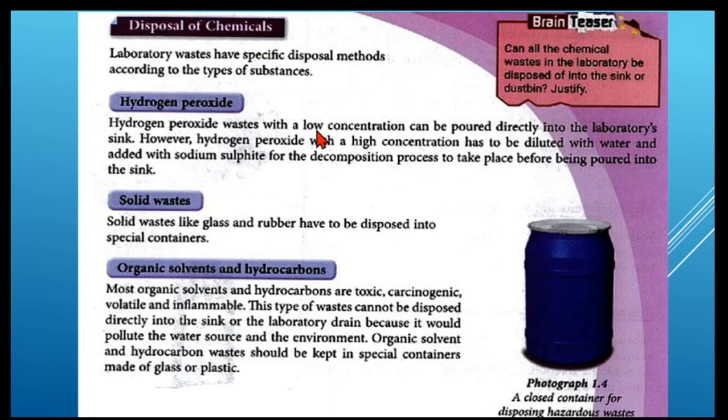So kalau low concentration, kepekatan dia rendah, terus buang dalam singki, tidak masalah, hydrogen peroxide. Tapi kalau yang kepekatan tinggi, perlu dicairkan dahulu. Tambah air, tambah dengan sodium sulfite. Okay, supaya penguraian dia berlaku dan baru boleh dibuang ke dalam singki.